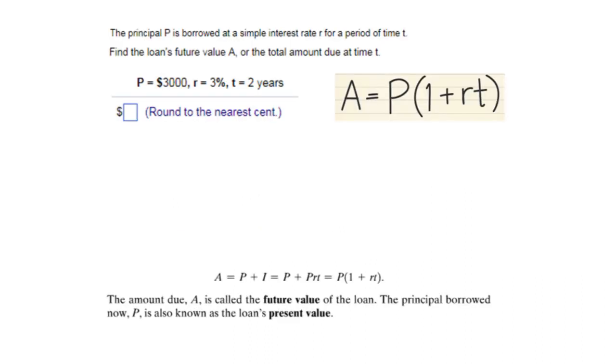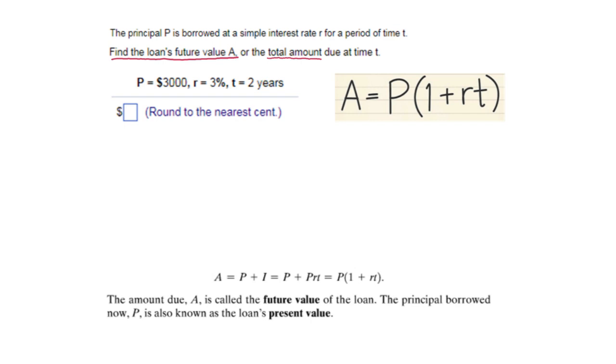The principal P is borrowed at a simple interest rate R for the period of time T. Find the loan's future value A. So we're finding A, or the total amount due at the time T. This is also called the total amount or future value. They gave us the formula here. It says A is equal to P times (1 plus RT).